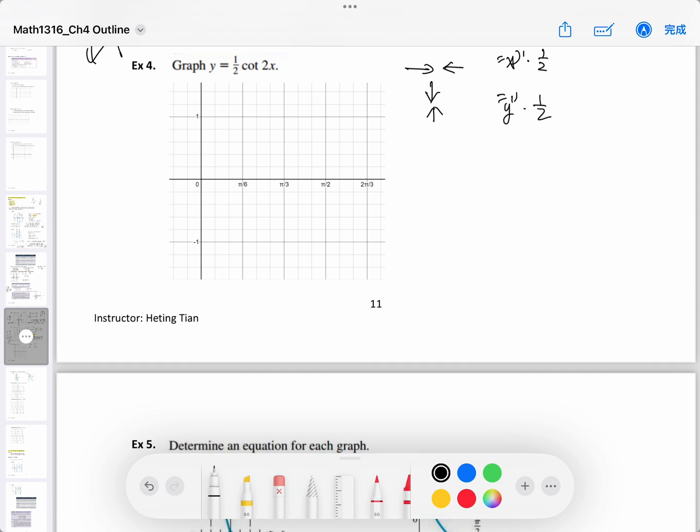Okay, let's see. What is the period? Let's see, period first, is equal to pi over b. Okay, p is equal to pi over 2. And how about 1/4 times p? 1/4 times pi over 2 is pi over 8.